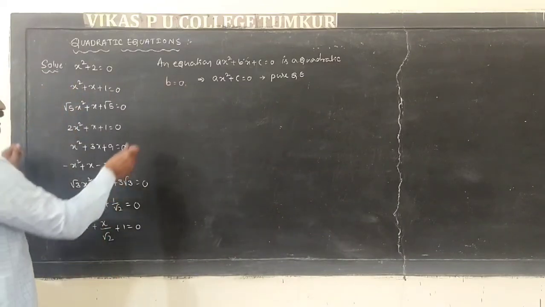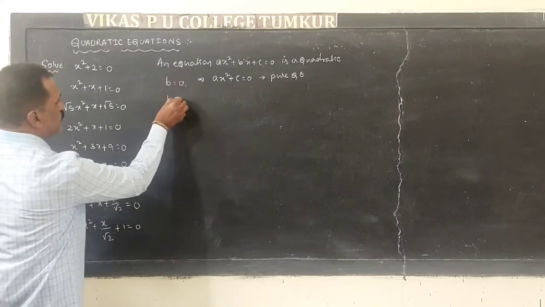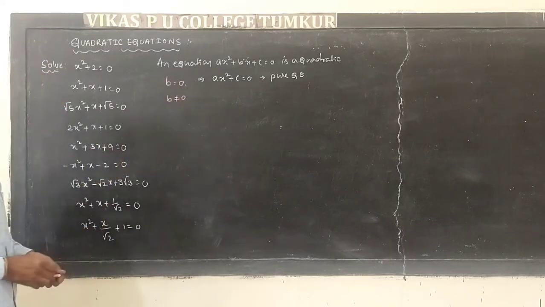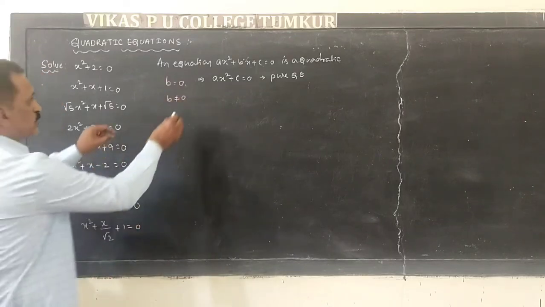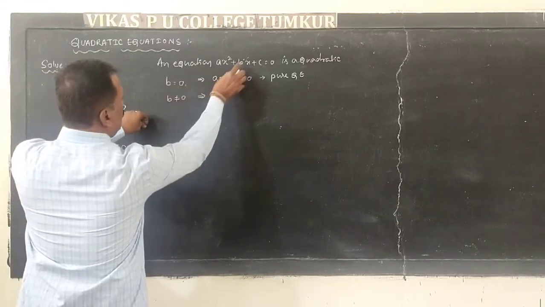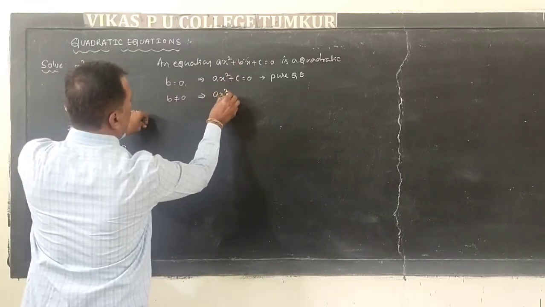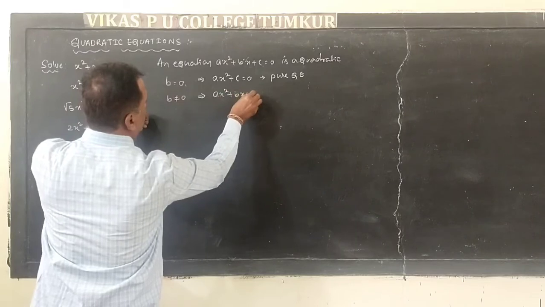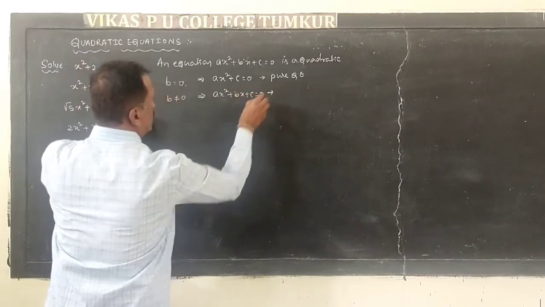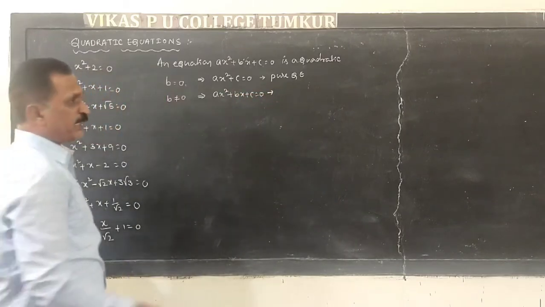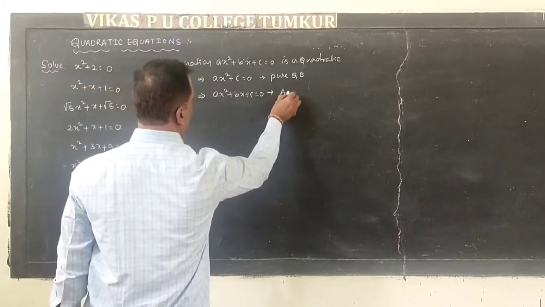And in the next case, b may not be equal to 0. So the equation will be ax square plus bx plus c is equal to 0 in full. And of course, this is known as the affected quadratic equation.